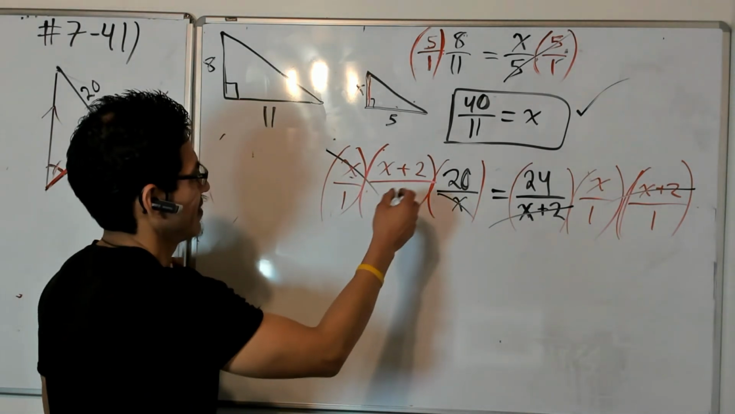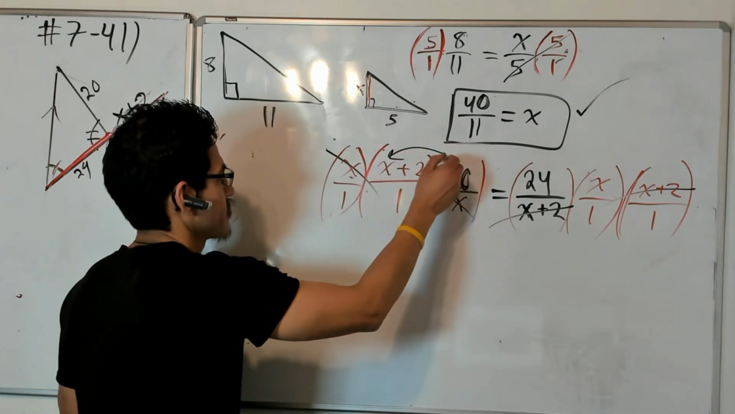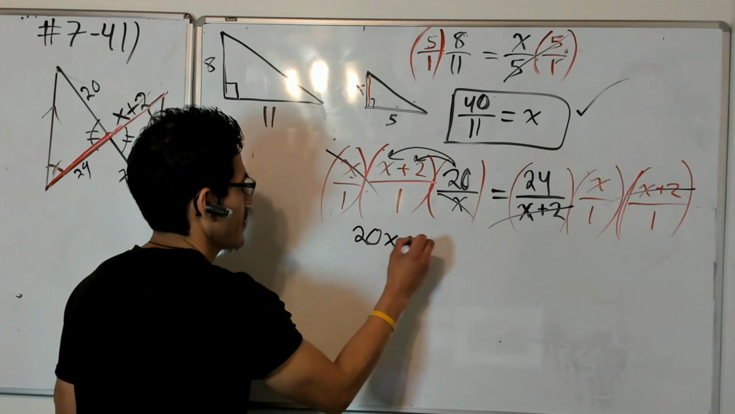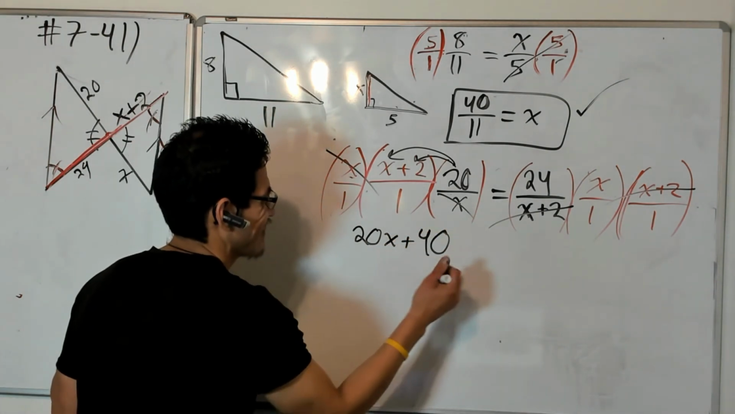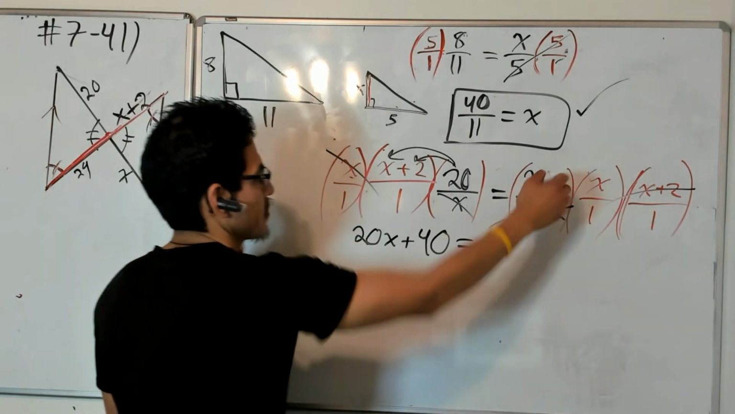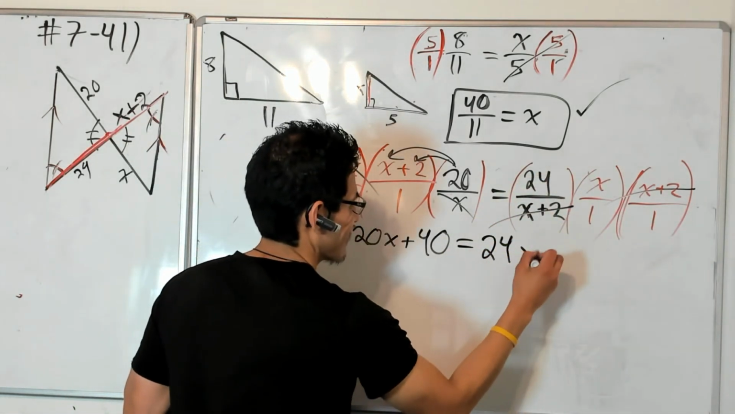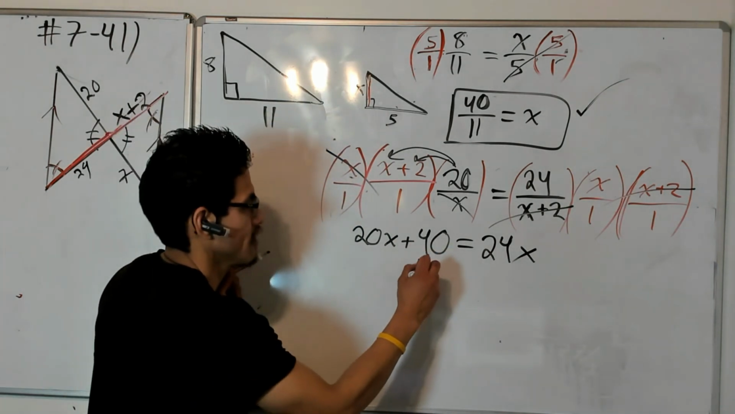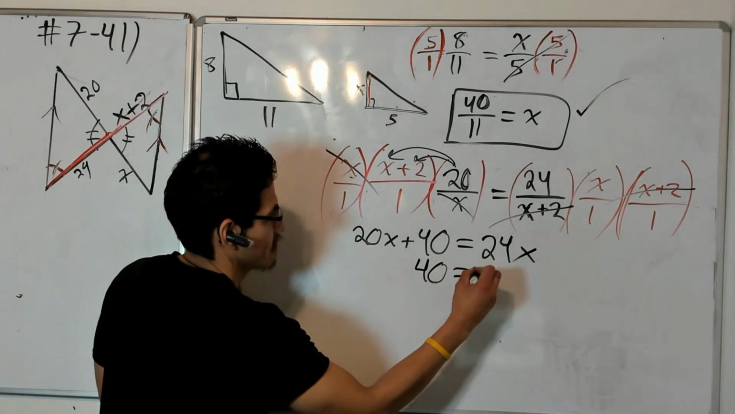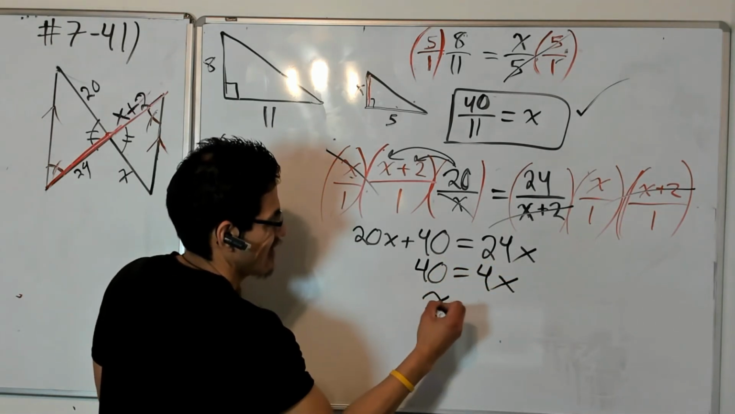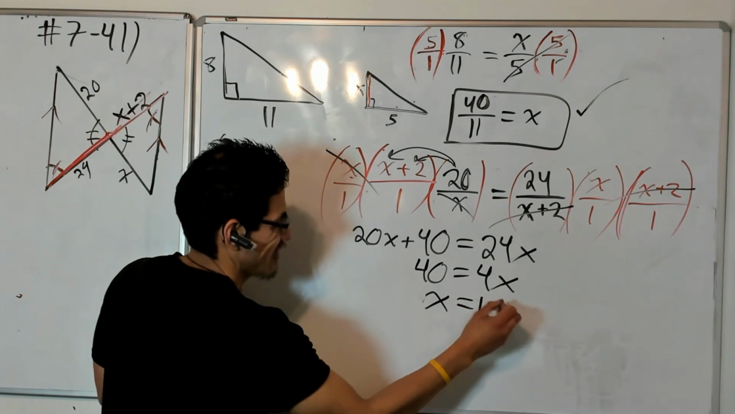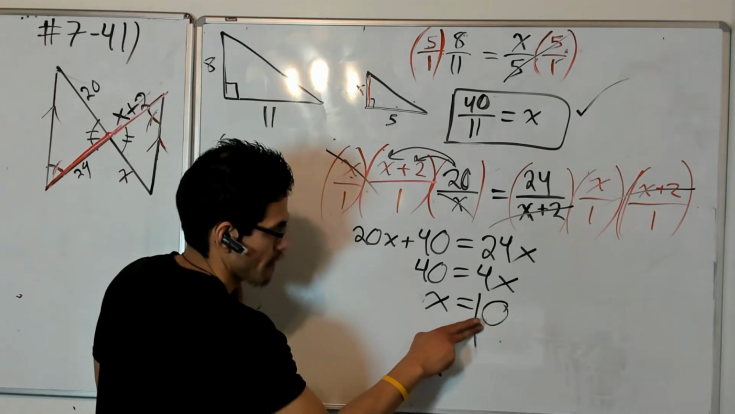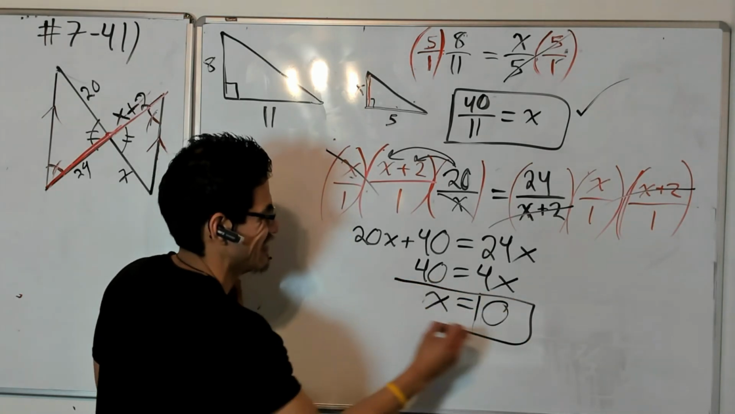So now I just solve. Let's make sure we distribute the 20 to both of these. So we're going to get 20x plus 40 equals 24x. Then you take away 20x, you get 40 equals 4x. And then you end up with x equals 10. x equals 10. Nice.